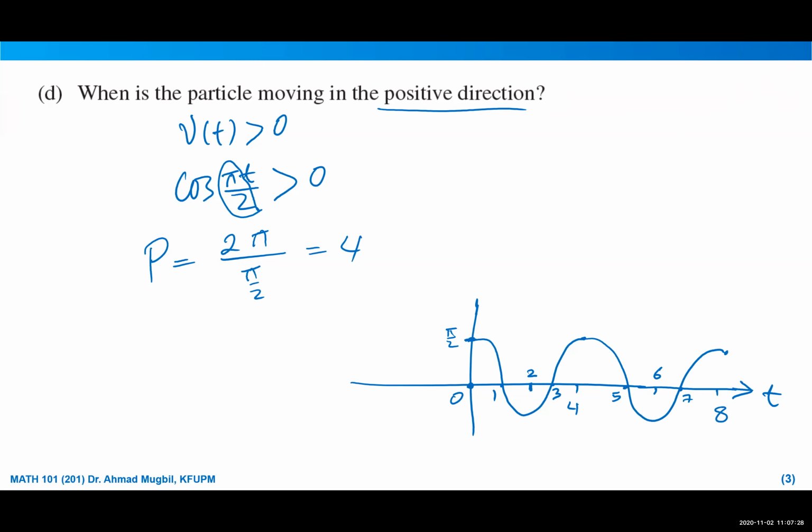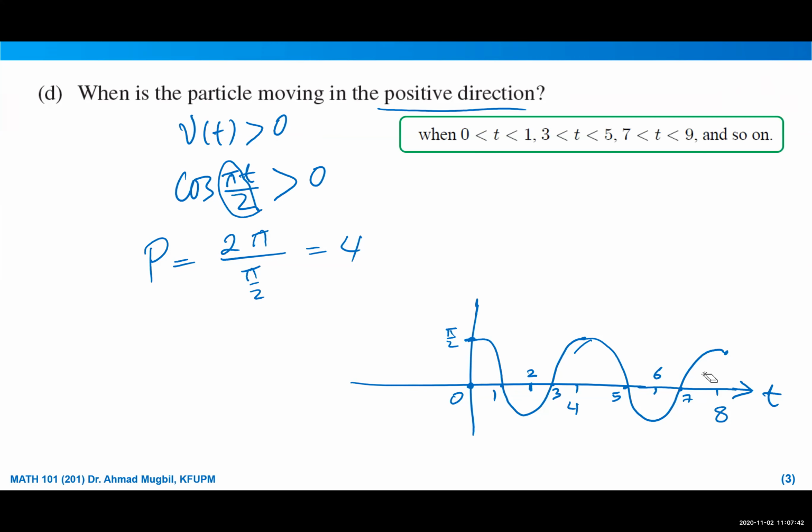Now, it is in the positive direction when it is positive. This is positive here, here, and here. So it is positive from where to where? From 0 to 1, and from 3 to 5, and 7 to 9, and then so on. So here it is. It is mentioned here.